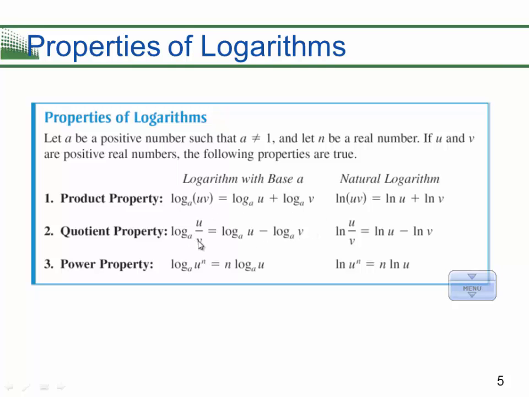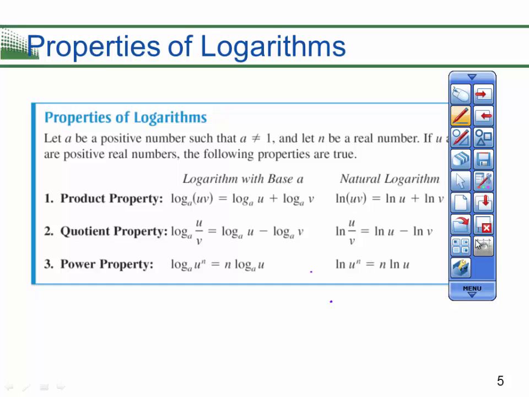Log base A of two numbers divided is going to be the same thing as log base A of the numerator minus log base A of the denominator. It works with natural logs. And then log base A of some number raised to an exponent is the same as that exponent brought down and multiplied. So the exponent times log base A of the number. Okay, so those are the properties. Let's do a couple examples where we use them.